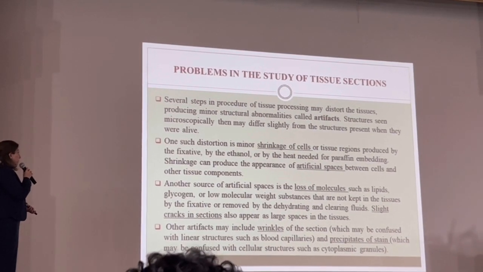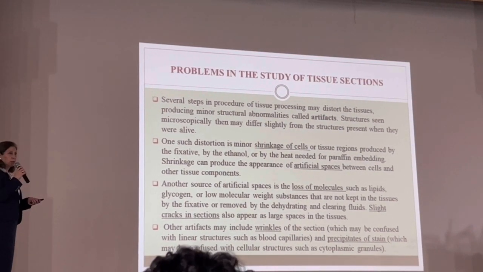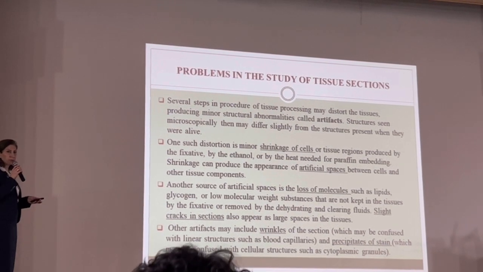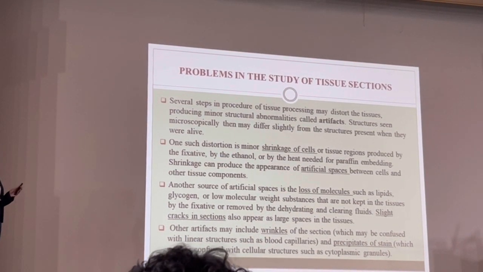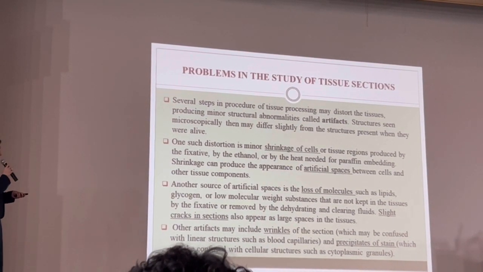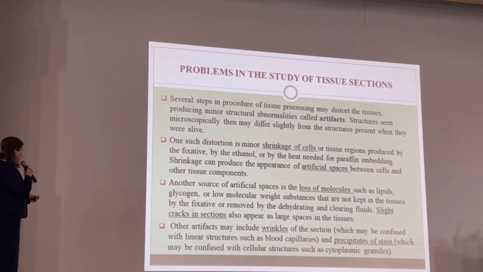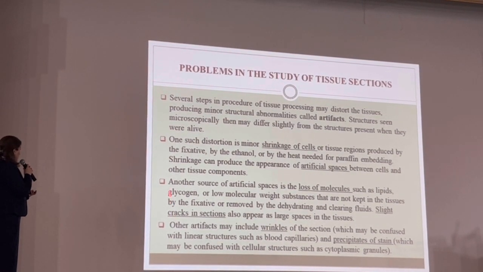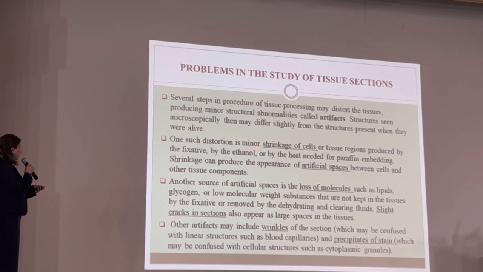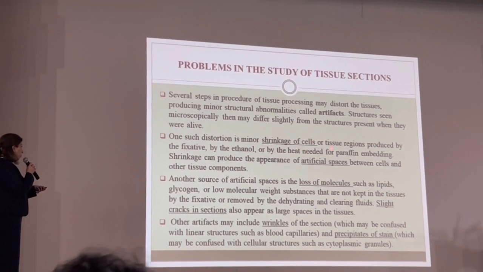Regarding the problems in the study of the tissue sections, we have different problems. In general, artifacts. Histology and histopathology artifacts. So let us discuss them briefly. One such distortion is minor shrinkage of the cells or tissue regions.